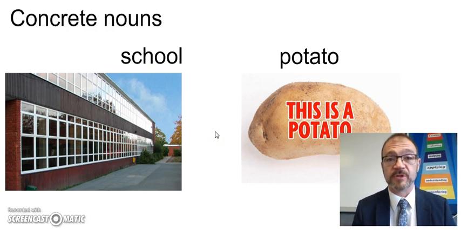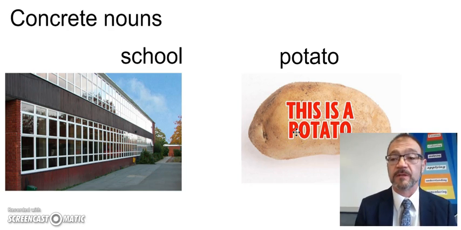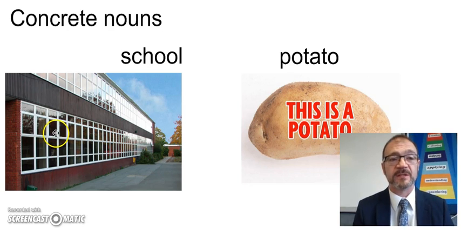The opposite of an abstract noun is a concrete noun. You can see a picture of Forest School here. Well, school is a concrete noun. And potato, that's a concrete noun, because these are things that exist in the real world. So potato, that's something that you could see, you could touch, you could even eat it. It exists in the real world, and it's very much a concrete noun. School, well, you know this place, you can touch it, you can see it, you can hear it. It exists in the real world, and it's very much a concrete noun.